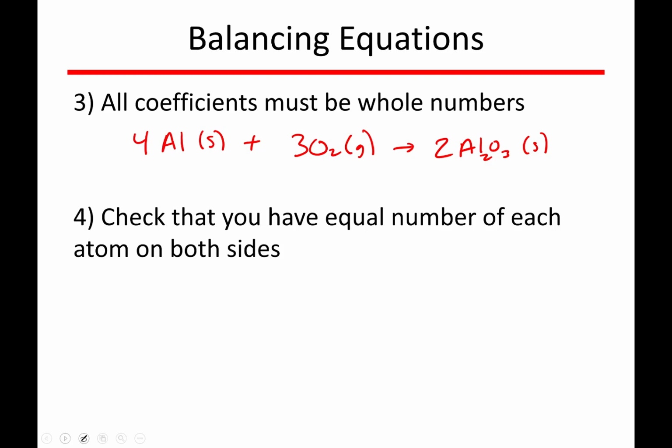We could double check it to make sure that we have an equal number of each atom on both sides. And what we'll see is that on the left side, there are 4 aluminum atoms.